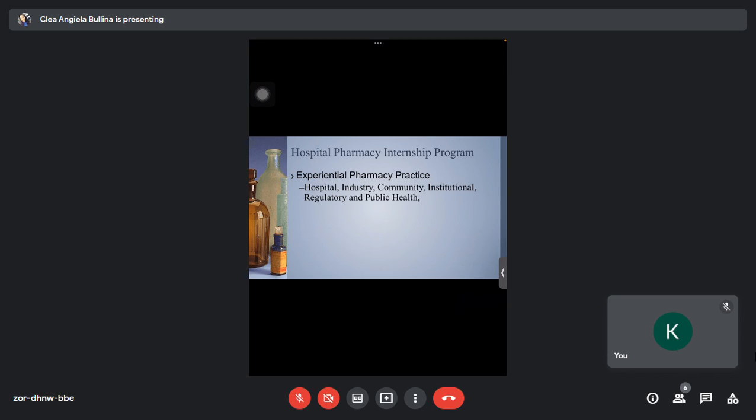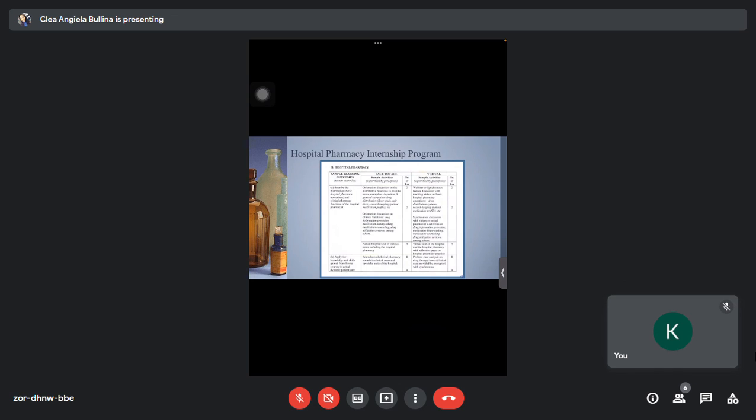Okay, so let's proceed with the experiential pharmacy practice. So again, meron tayong 5 areas dito but I am going to discuss the hospital pharmacy lang. Okay, so ano-ano ba yung meron sa hospital pharmacy? So as shown in your screen, I got this from the guidelines, yung table na ito. So for the hospital pharmacy, we have a sample learning outcomes.